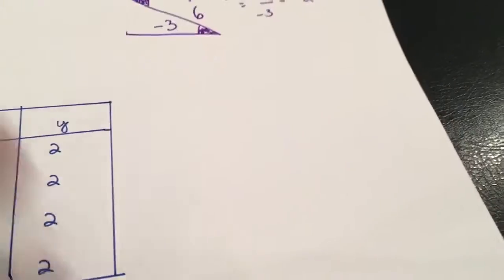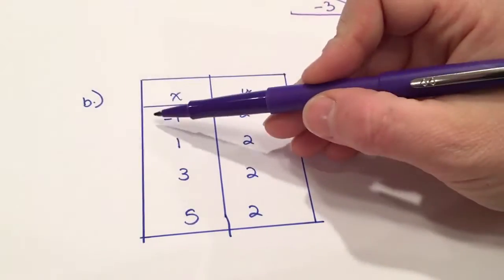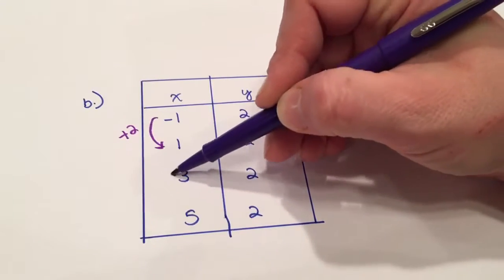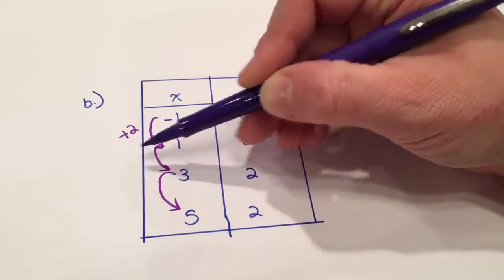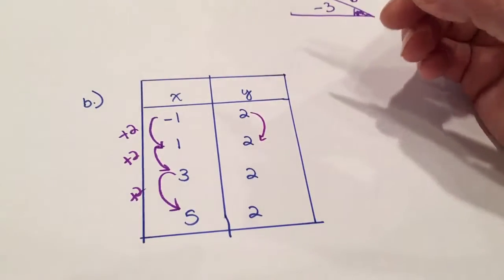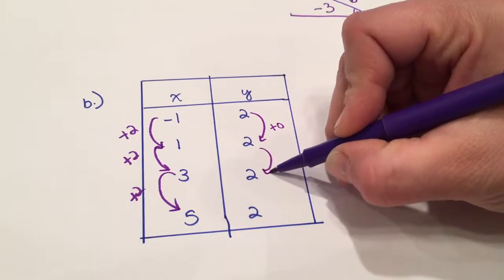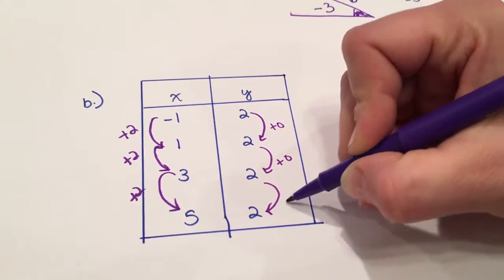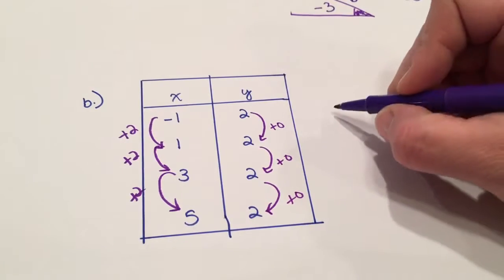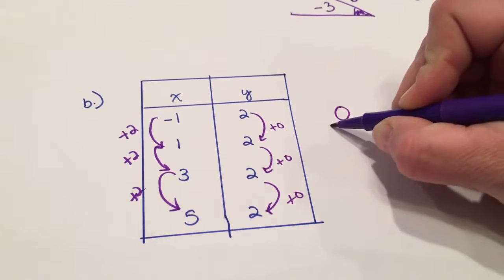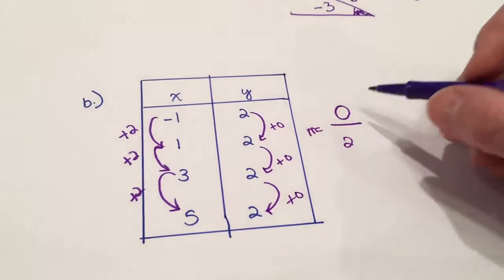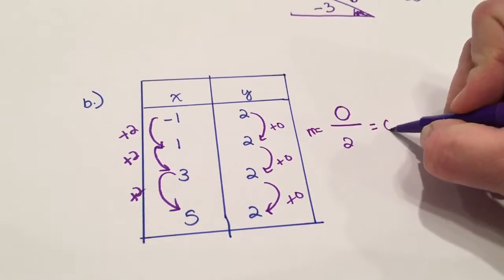Now let's take a look at part B. As my x is increasing by 2 each time, it's increasing by 2, so that's steady. Y is increasing by 0. So since that's the case, my change in my y over my change in my x is going to be 0 over 2. And as we know, 0 divided by 2 is equal to 0, so my slope is 0.